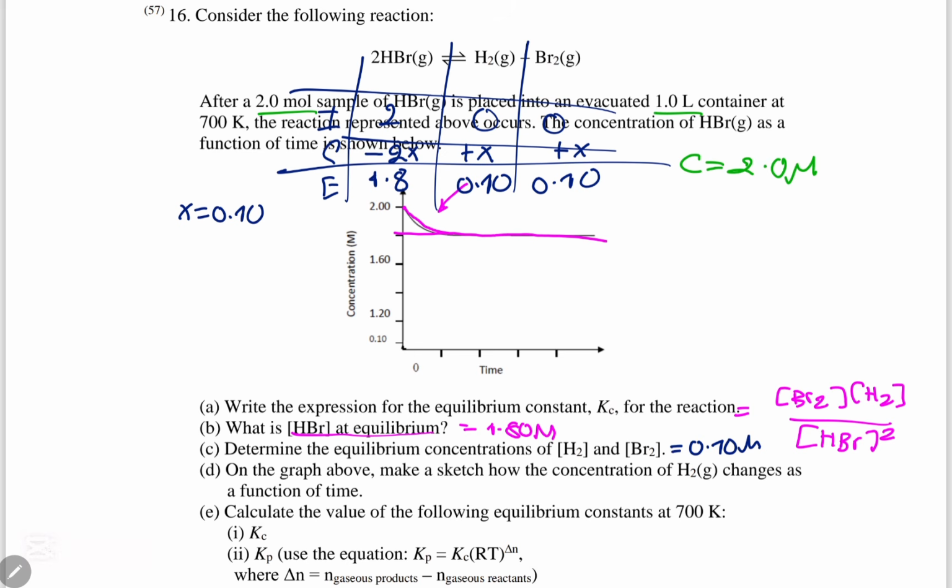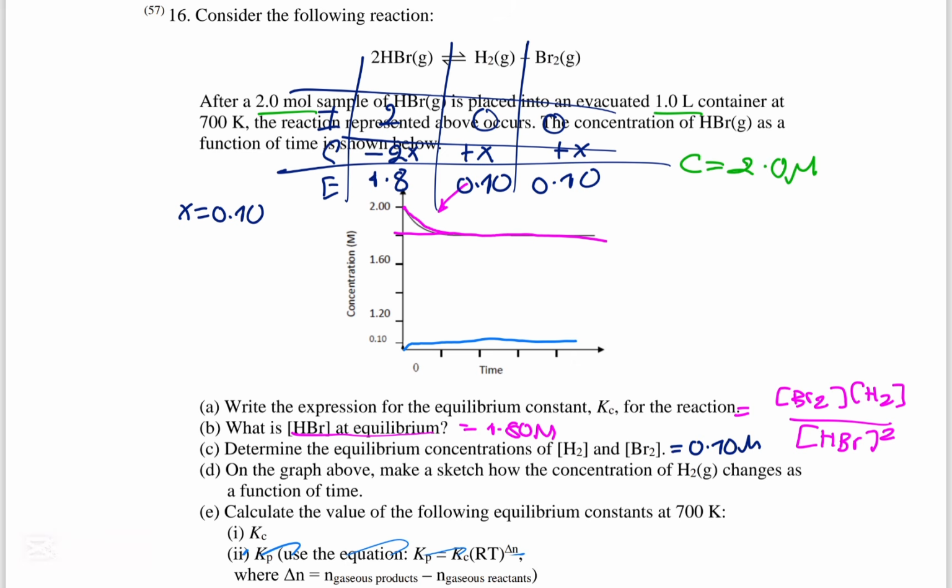Now, on the graph, make a sketch for how the concentration of H2 changes with time. So it starts with a 0, and then it just increases until it's 0.1. So it's something like this, right? Now, part EI, we don't have EII, so don't do it, okay? Even though it's very logical to do it, we're just not going to do it.